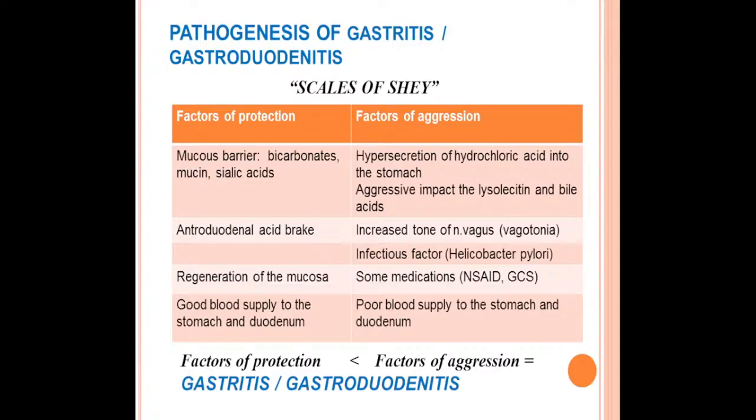All these factors are natural factors, which represent the anatomical and physiological features of the human gastrointestinal tract.